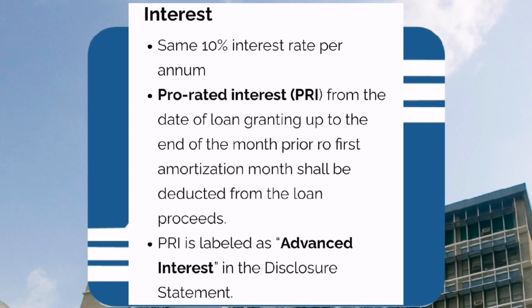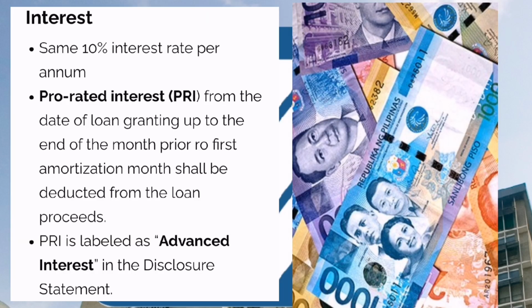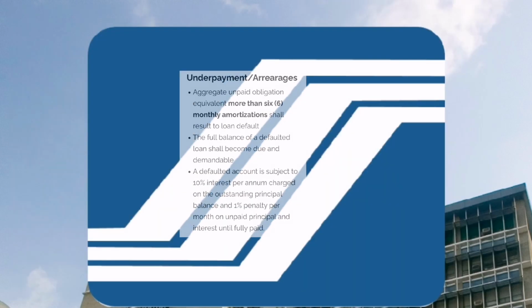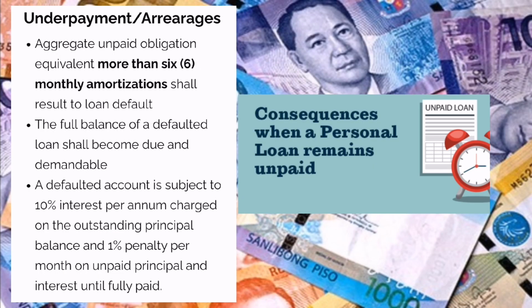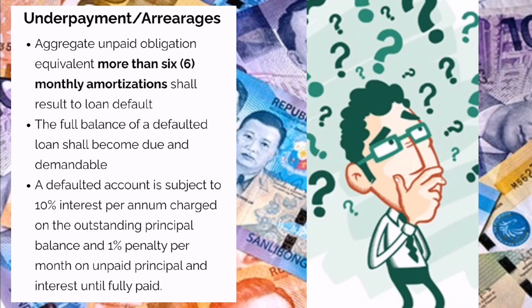The loan has an interest rate of 10% per annum, and this pro-rated interest, from the date of loan granting up to the end of the month prior to the first amortization, shall be deducted from the loan. Pro-rated interest is labeled advanced interest. Aggregate unpaid obligation equivalent to more than 6 monthly amortizations shall result in loan default. The full loan shall become due and demandable. A defaulted account is subject to 10% interest per annum charged on the outstanding principal balance and 1% penalty per month on unpaid principal and interest until fully paid.